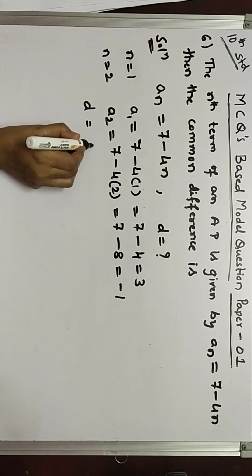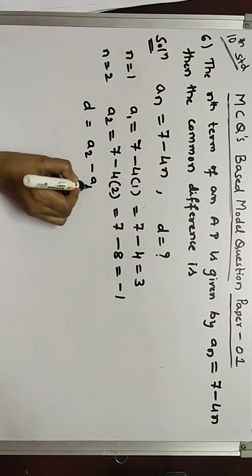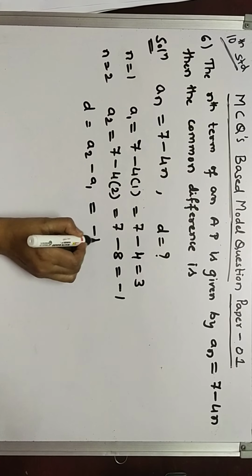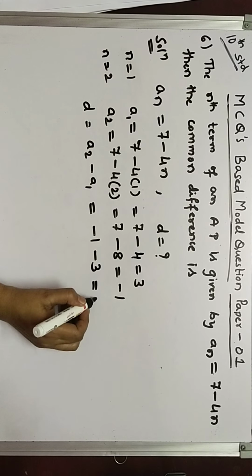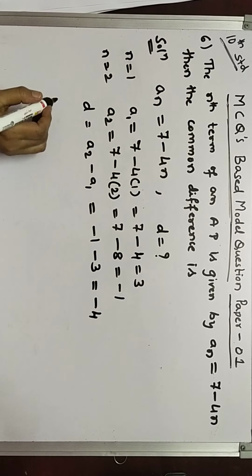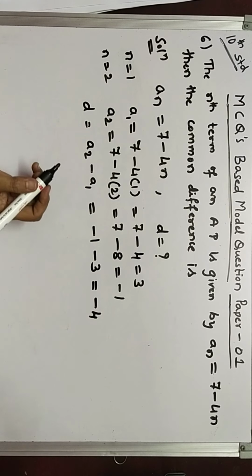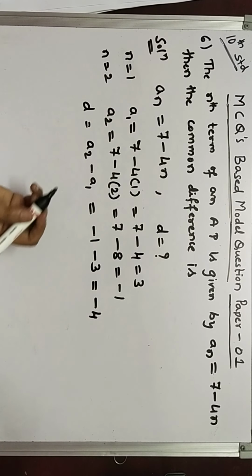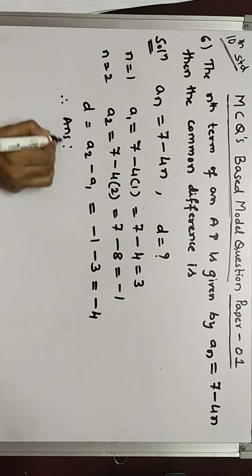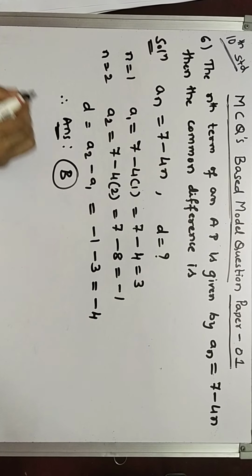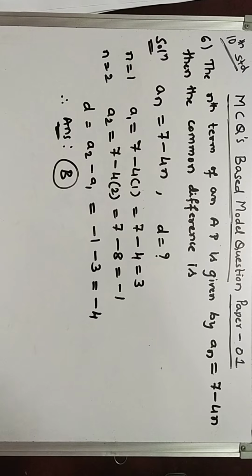Then the common difference is equal to the second term minus the first term. The second term is -1 and the first term is 3. So the total is -4. Therefore the common difference is -4. So the answer is option B. Option B, the answer is -4.